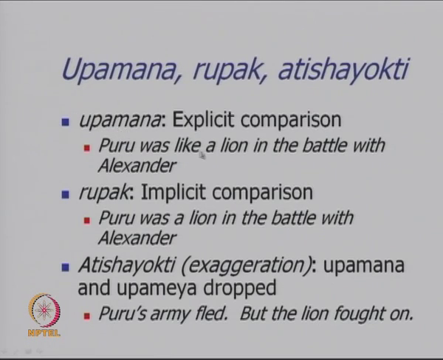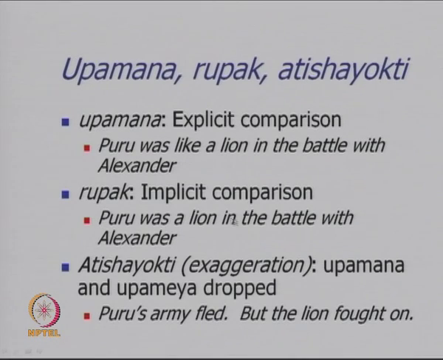So, Upamana is explicit comparison. Puru was like a lion in the battle with Alexander. Here nothing is left to imagination. The whole comparison is brought to the fore, and the hearer does not have to exercise his imagination. Puru is the person being compared, and lion is the entity with which the comparison is taking place.